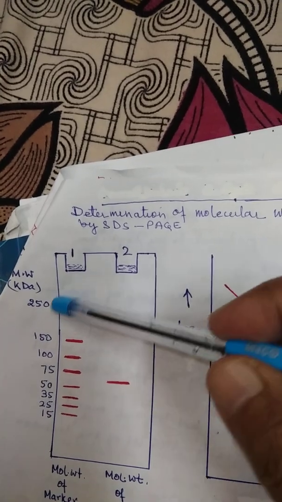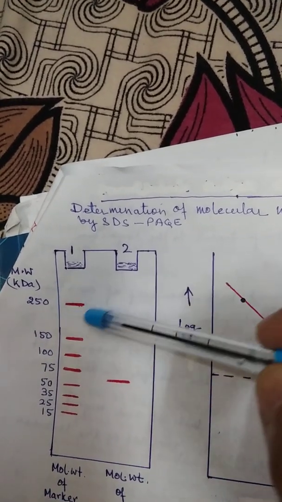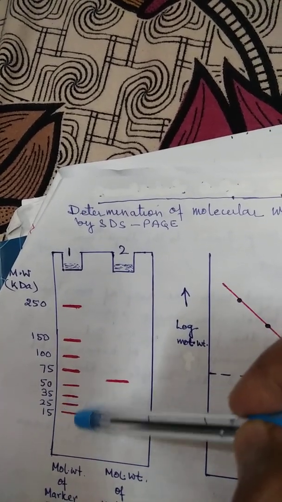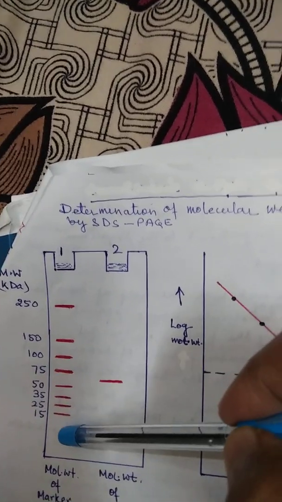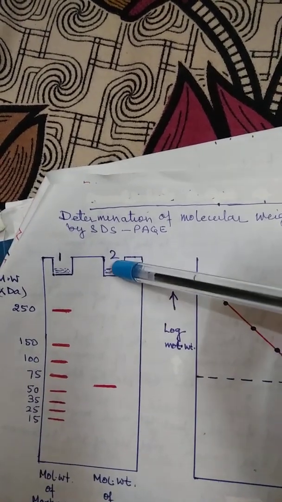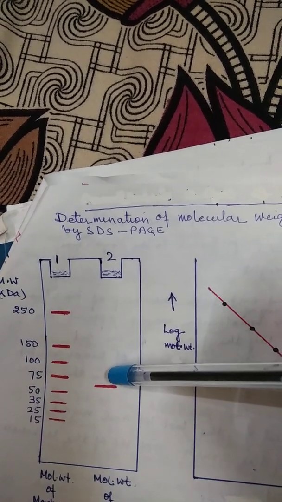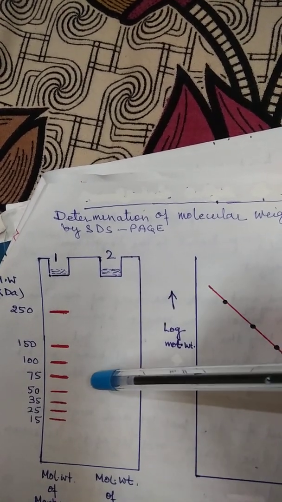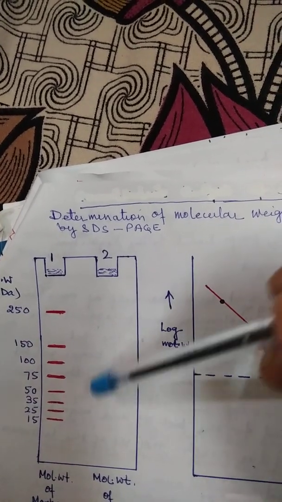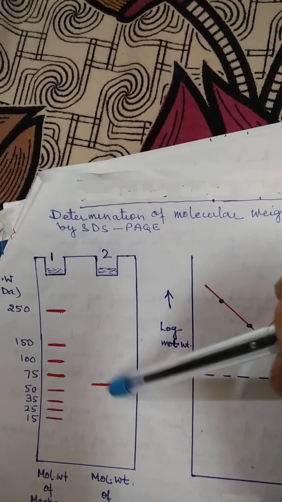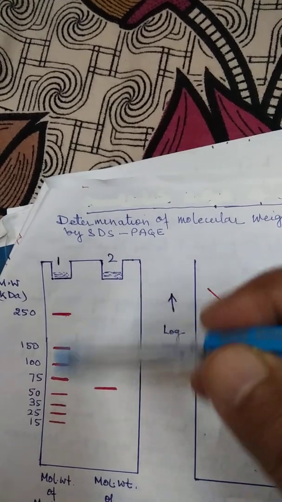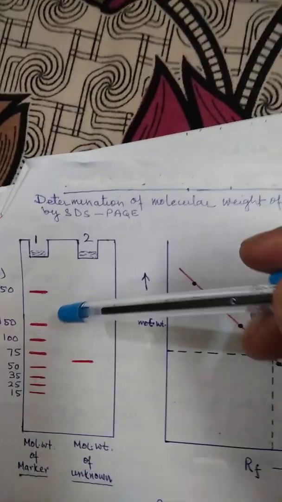That means that protein having maximum molecular weight will travel least distance, and the protein having least molecular weight will travel maximum distance. Similarly, the protein of unknown molecular weight will travel a certain distance and will form a band in the same gel alongside the band of marker protein.